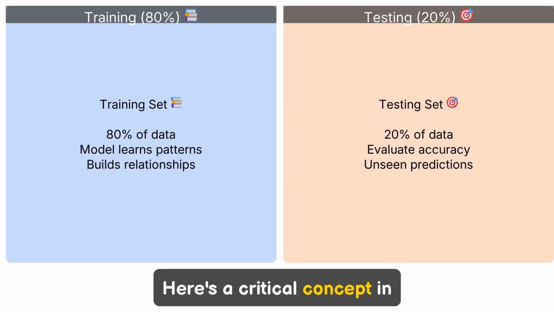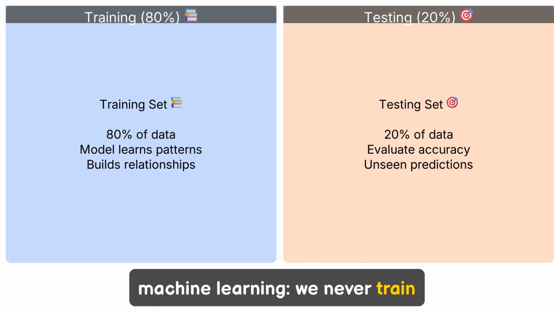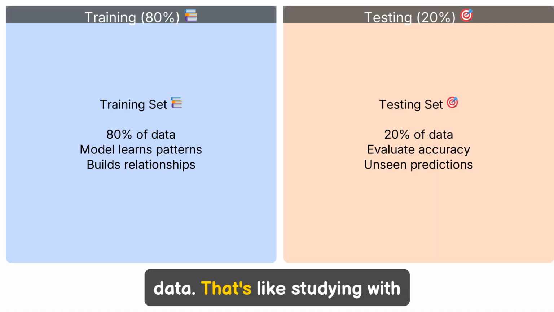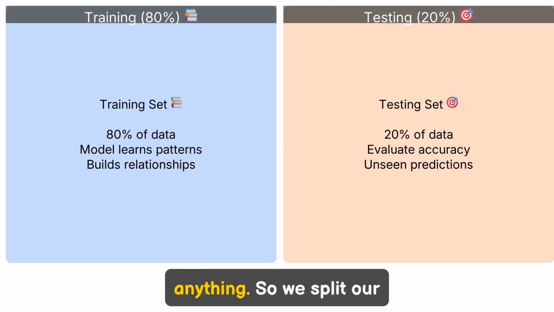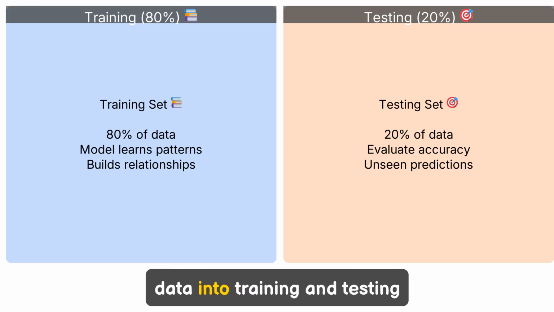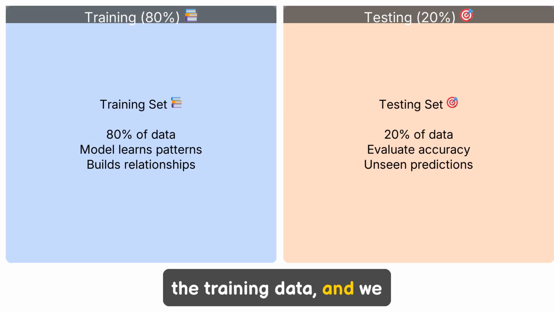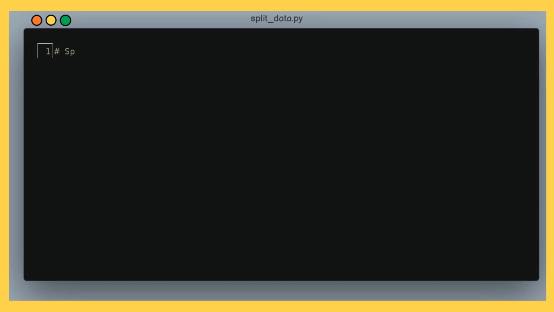Here's a critical concept in machine learning. We never train and test on the same data. That's like studying with the exact questions that'll be on the exam. It doesn't prove you actually learned anything. So we split our data into training and testing sets. The model learns from the training data, and we evaluate it on the testing data it has never seen before. The train-test split is simple but essential.